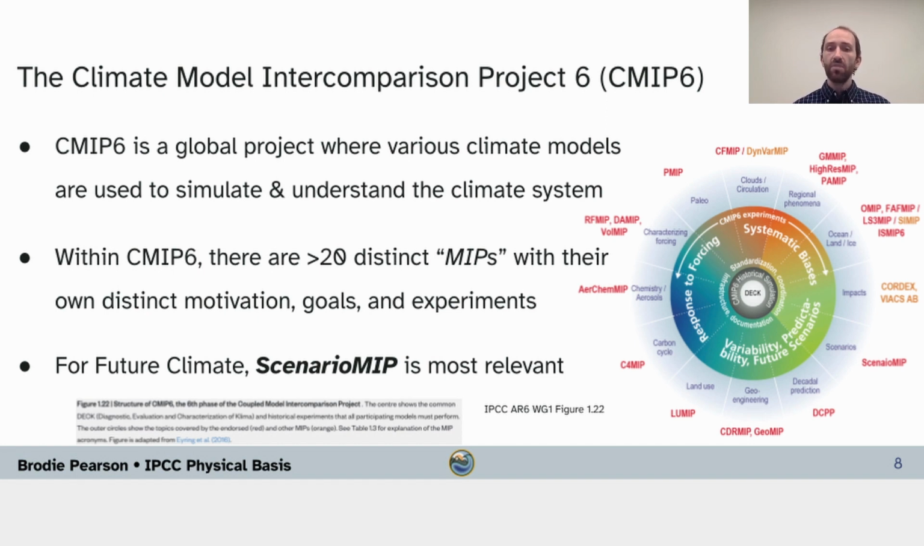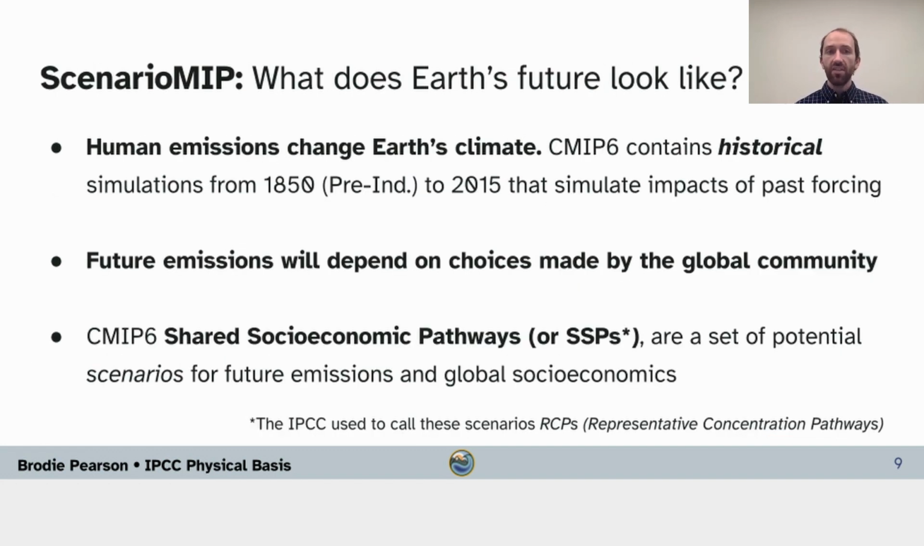But the ones that are most important for thinking about future climate are a set of experiments that come under the Scenario MIP project. And now Scenario MIP, like the name suggests, considers several scenarios that encompass what Earth's future may look like. The reason there are several scenarios is that human emissions change Earth's climate.